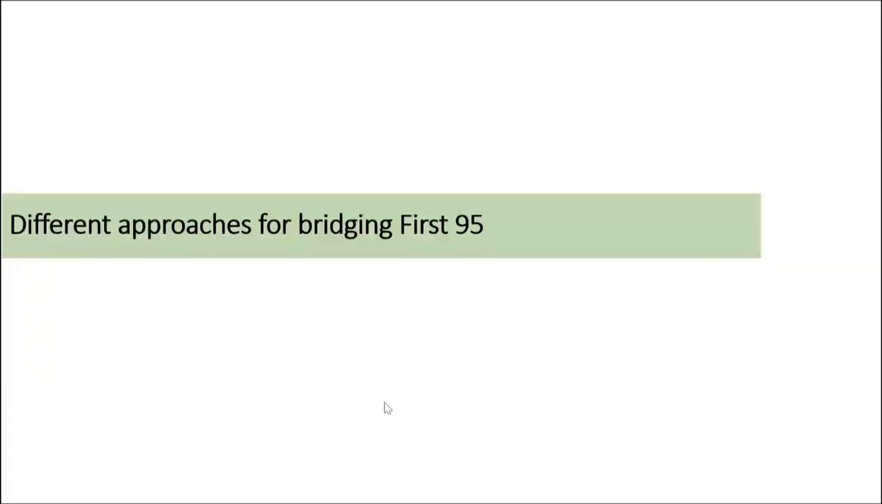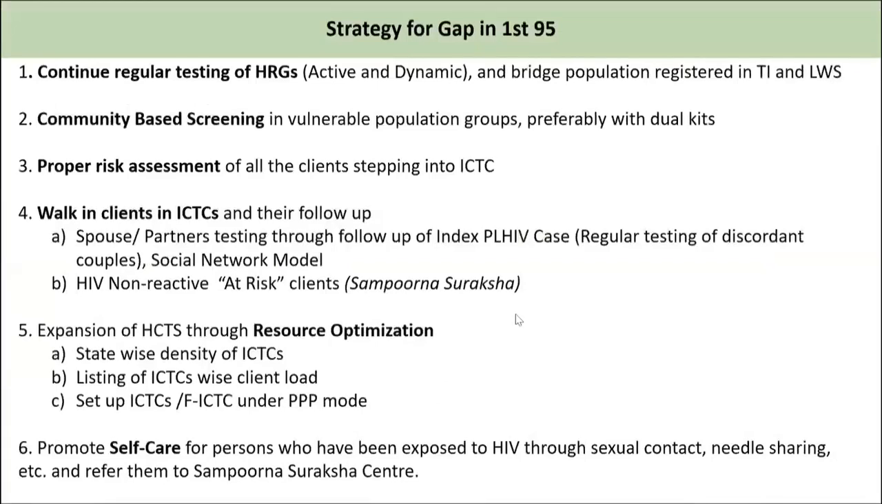Now coming to the different approaches for bridging the first 95, we have discussed some of the things in the previous slides. Those who are HRG group people and bridge population, those who are registered at TI or link worker scheme, continued regular testing has to be ensured for them. So a line list needs to be maintained at TI and link worker sites just to make sure regular follow-up testing is happening for the HRG clients. We can identify sites for the improvement in our community-based screening so that we can scale up to the level wherever it is needed. If it is hard and difficult terrain, we can provide community-based screening to the vulnerable population group, and preferably with the dual kits.